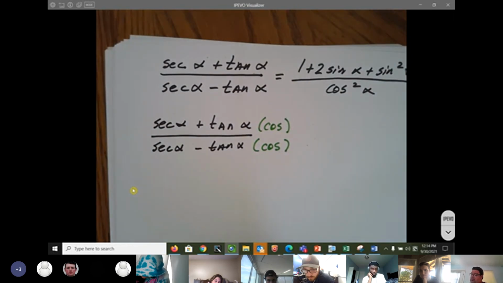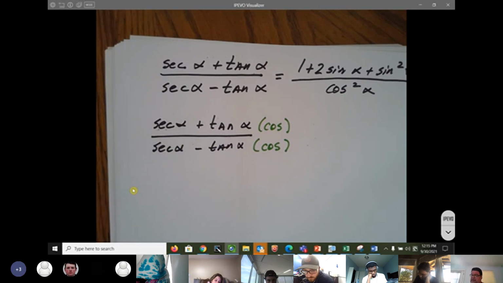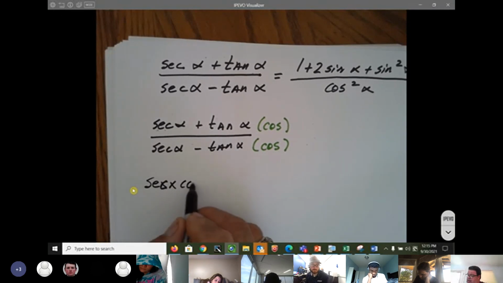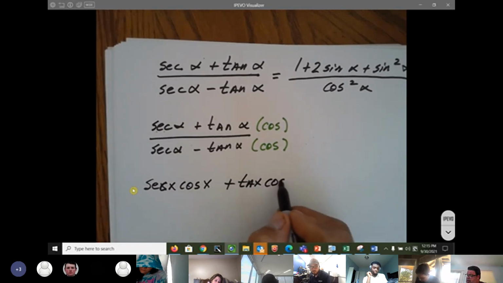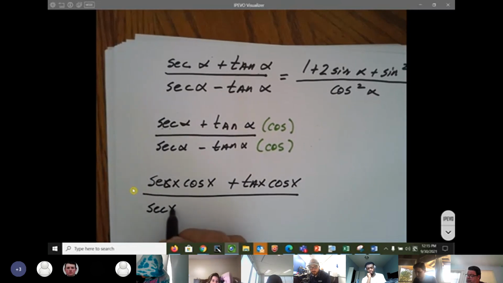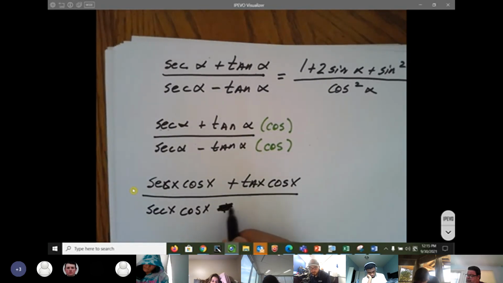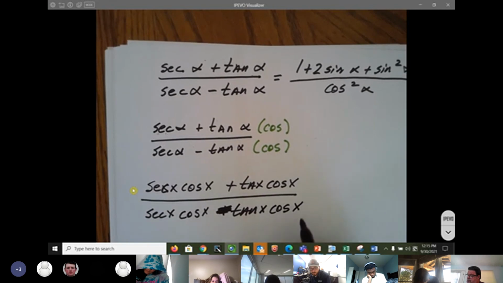Now, quite possibly, I could do it with sine, but I want to use cosine because I want to try to get everything, because that's a cosine right here. And that's why I'm starting with cosine to see if that'll help. So we've got secant x cosine of x, plus tangent x cosine x, over secant x cosine x, plus minus tangent x cosine of x.